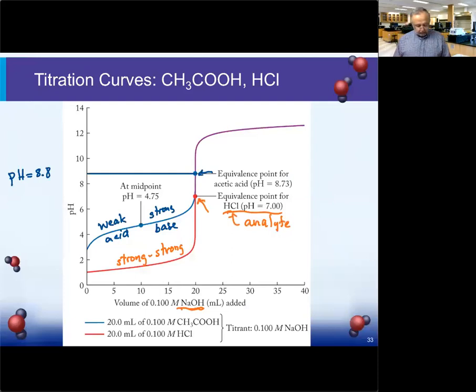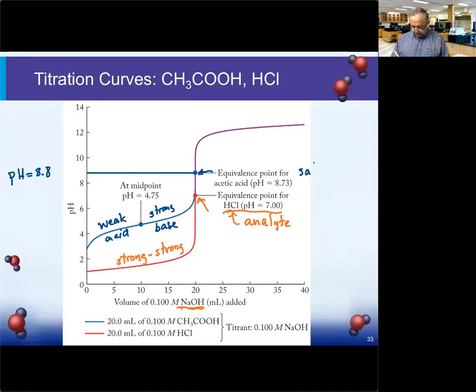And since the pH is 8.8, which is not 7, not neutral, it means that the salt that is produced is basic. That makes sense because this is the child, so to speak, of a strong base with a weak acid, so the strong is going to prevail, and the strong is a base. So the salt solution, the salt is basic.